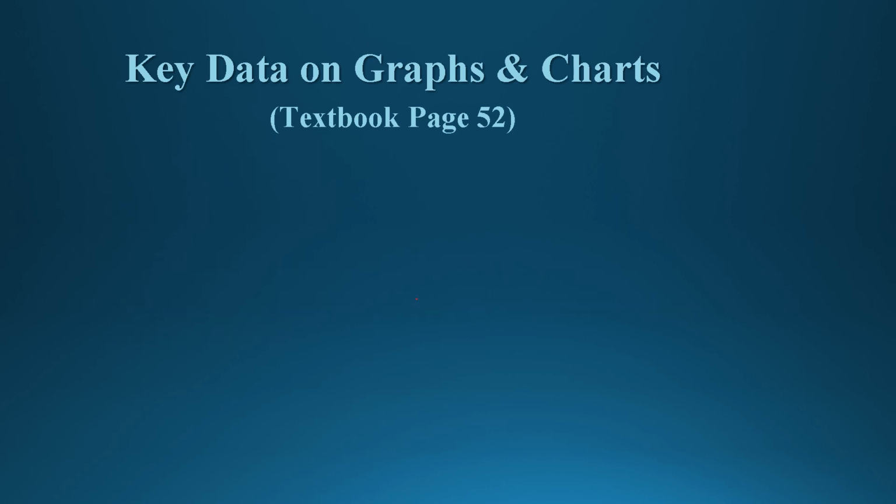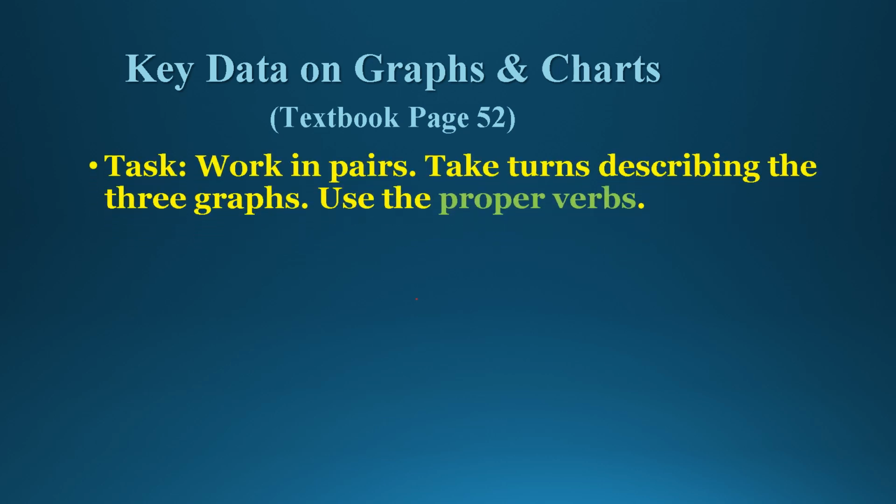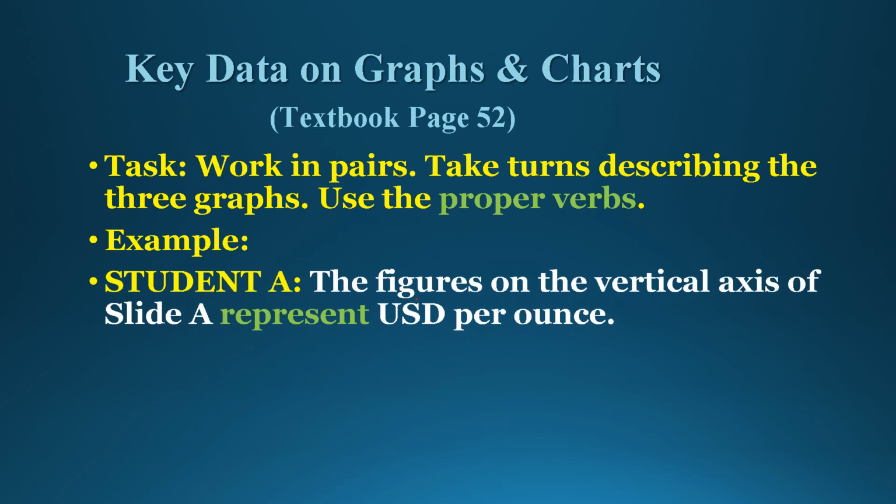Okay, so we're going to stick with page 52 in the textbook, but this time we're going to work on practicing with the graphs. So I'd like you to work in pairs, take turns describing the 3 graphs. Use the proper verbs that appear in the questions. So for example, question 1 for slide A is what do the figures on the vertical axis show? So when you describe the graph, you should say, for example, student A, the figures on the vertical axis of slide A represent US dollars per ounce.